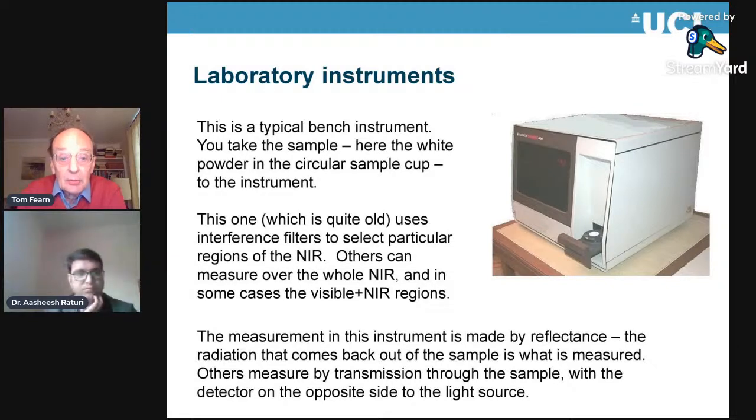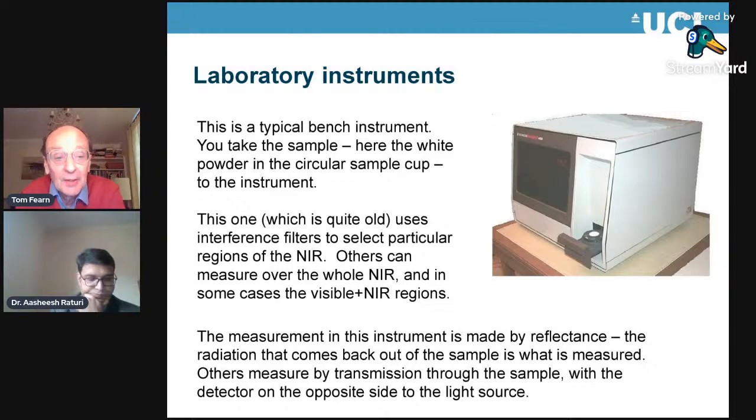So let me show you a few of the very, very many instruments that are available. This is a typical bench instrument. Chemistry labs used to be really interesting. You could wander around them. There's lots of glass and tubing and things bubbling away. And now if you walk around a chemistry lab, it's just a load of boxes. Almost the only thing that distinguishes them is that different manufacturers tend to use different colors for their boxes. But they all look really pretty boring.